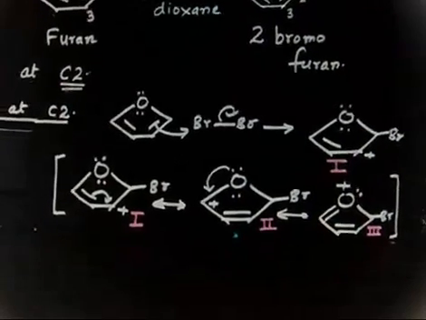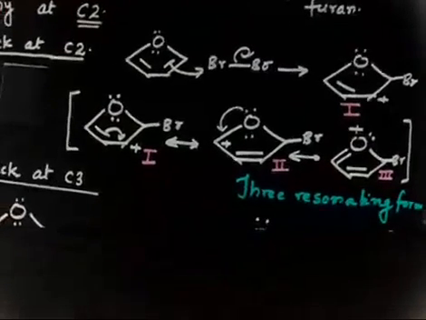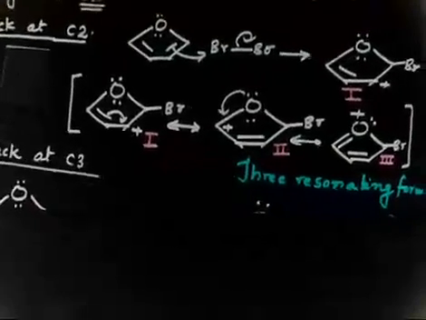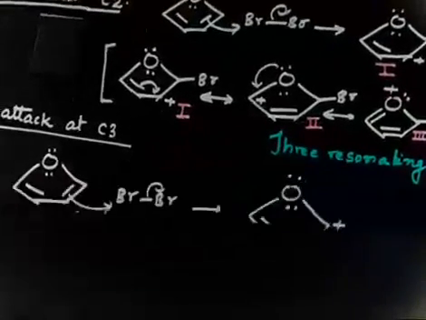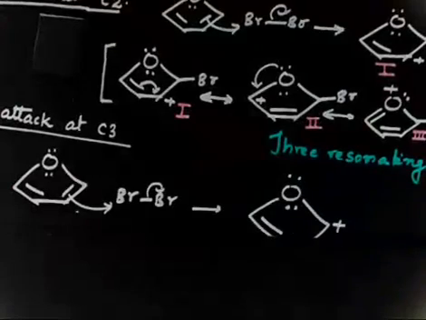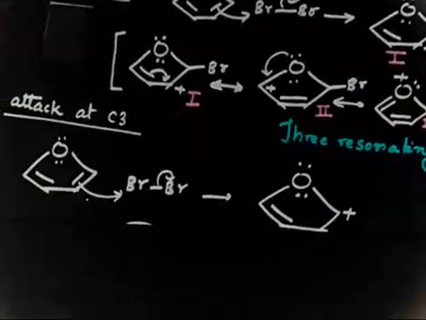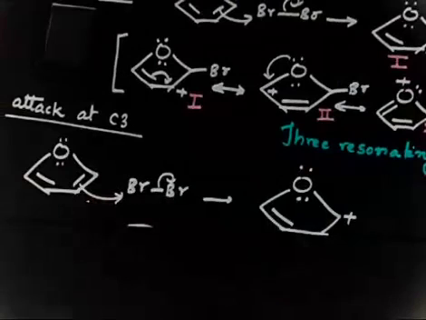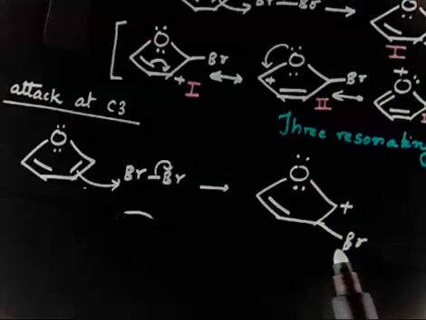Now let us attack on carbon number 3. If I attack on carbon number 3, there are 3 resonating structures in this case. I will have something like this. So C3, attack at C3. So this means this electron goes here, this goes here. I have to add bromine here. So if I add bromine here, I will have something like this.